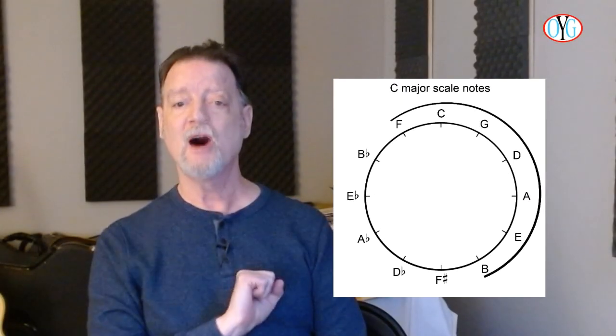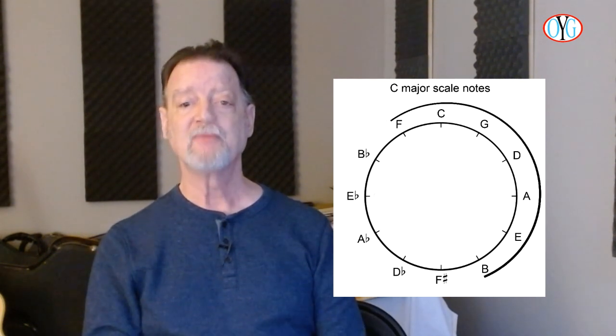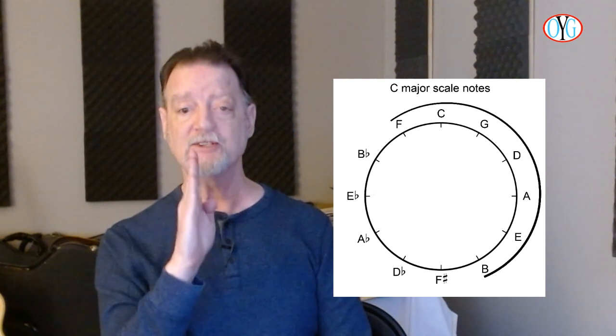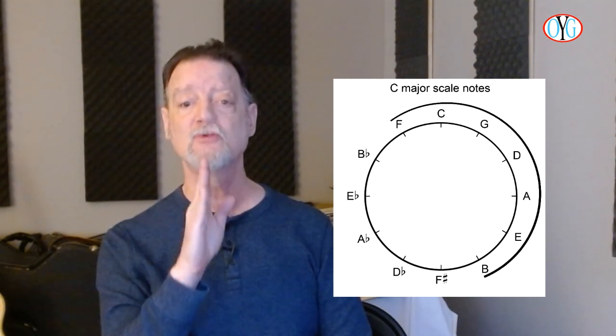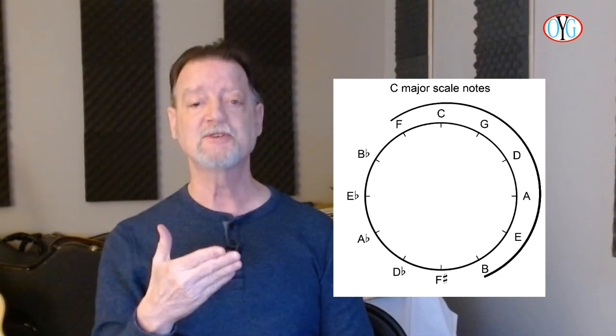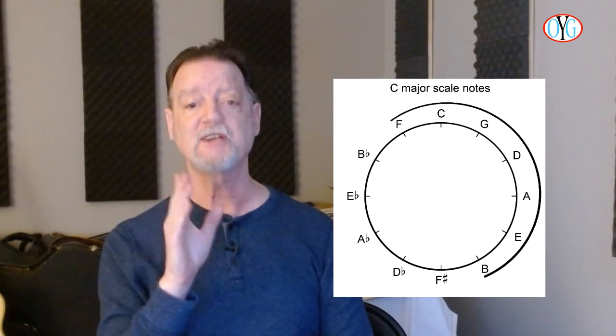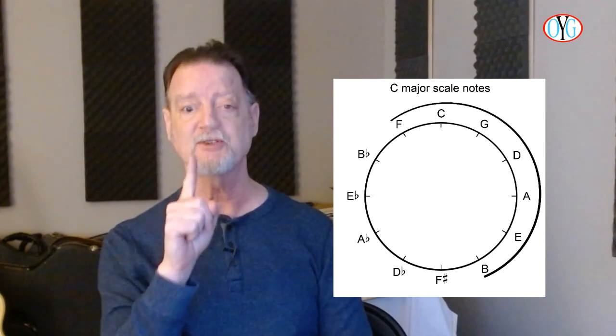To your right, my left on screen, you'll see the circle of fifths. And at 12 o'clock is C, as is its usual and normal position. Now, to find the notes of the C major scale, what we do is we look at the key tone of the scale, which is C. In this case, it's at 12 o'clock.